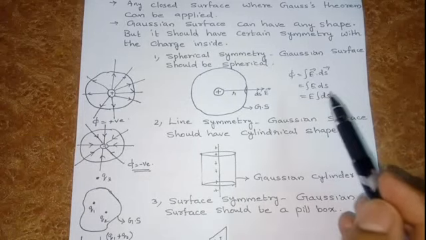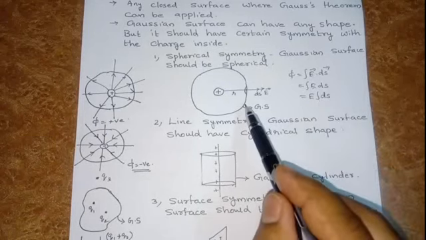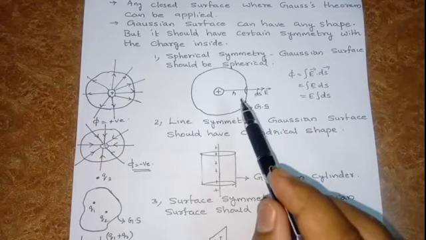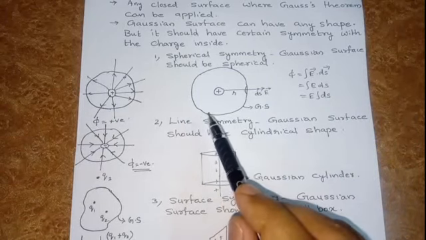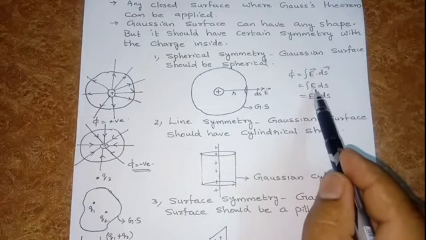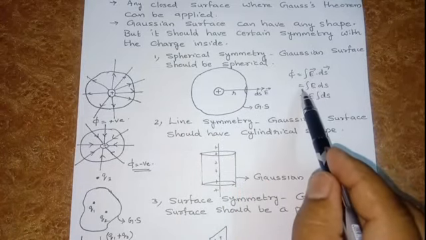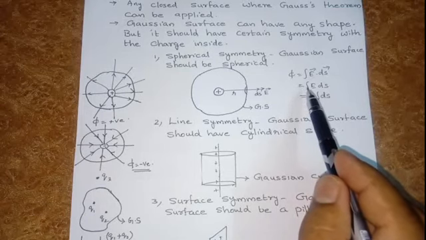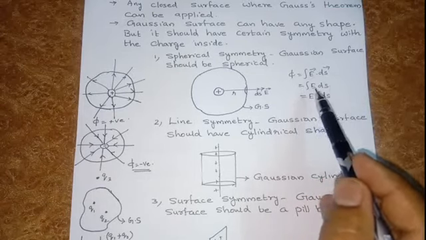So the primary purpose of having a spherical Gaussian surface, or generally having a symmetric approach, is to make the electric field constant throughout the surface, so that it can be taken out of the integration. So the integration will not be tedious.